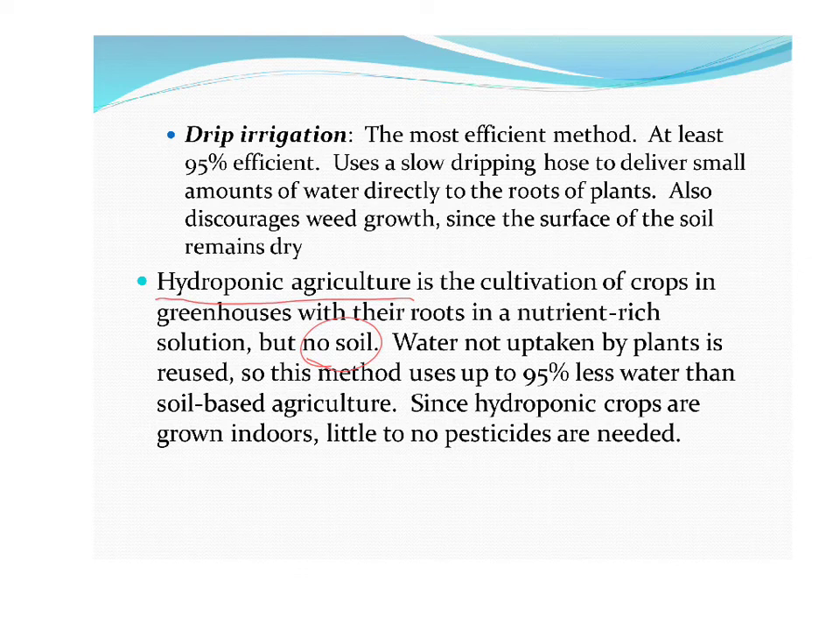So the method uses up to 95% less water than soil-based agriculture. The other thing is that since hydroponic crops are grown indoors, little or no pesticides are needed because you can basically just keep the pests out.